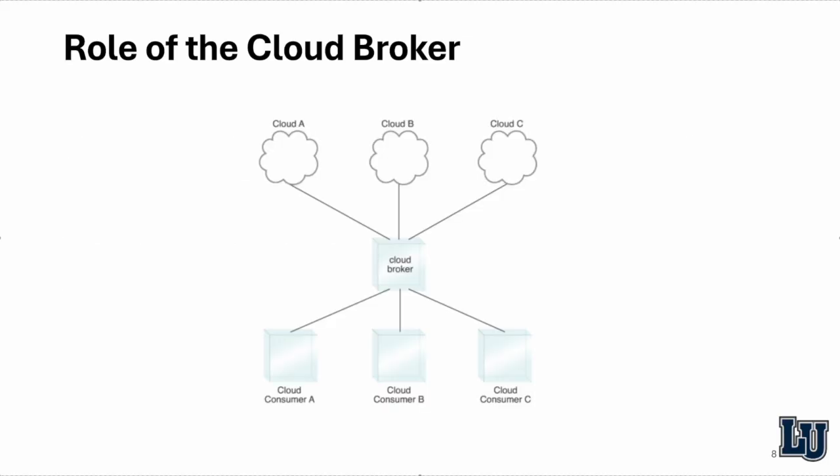And as you can see, the diagram shows a broker sitting between the consumer and multiple providers. On one side, you see cloud consumers who need service, and on the other side, you see multiple providers offering different services. In the middle sits the broker, acting as a single point of contact. The arrows illustrate how the broker simplifies the relationship. Instead of the consumer juggling many separate provider connections, they just deal with the broker who aggregates or intermediates those services. This makes the cloud ecosystem easier to manage.